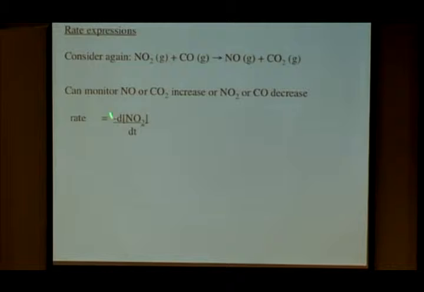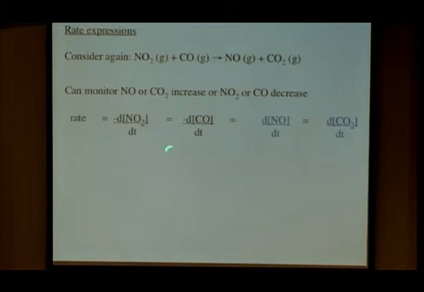So we could say that the rate is going to be equal to the decrease in one of the reactants, so minus d times the concentration of NO2 over dt. We could also express it in terms of the second reactant, so minus d times the change in the concentration of the other reactant over time. Or we can express this in terms of the products being formed. So here there's no negative sign. So we have d concentration of NO over dt, or our last product, d times the concentration of CO2 over dt.